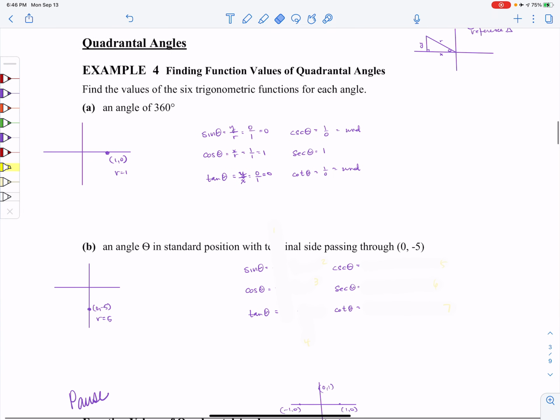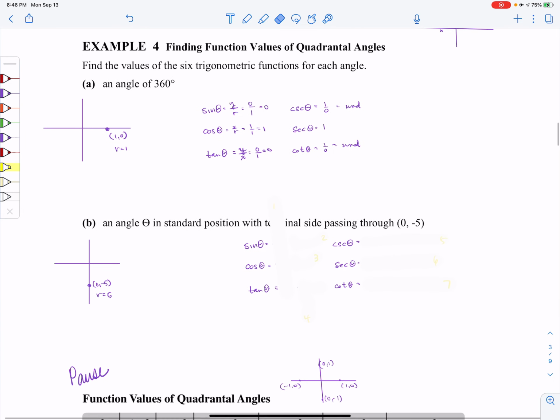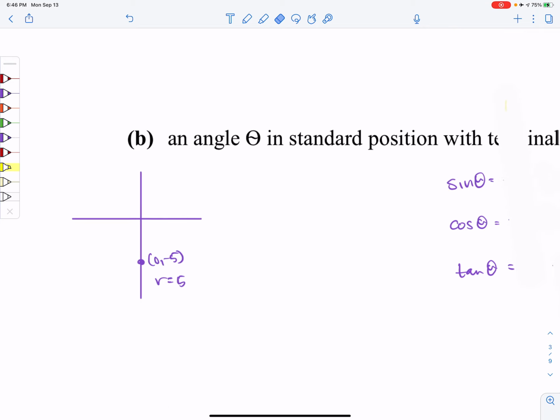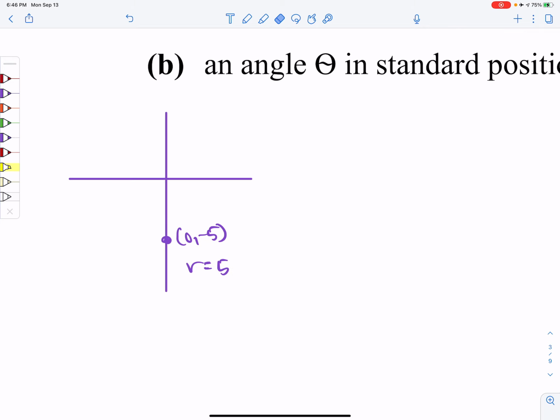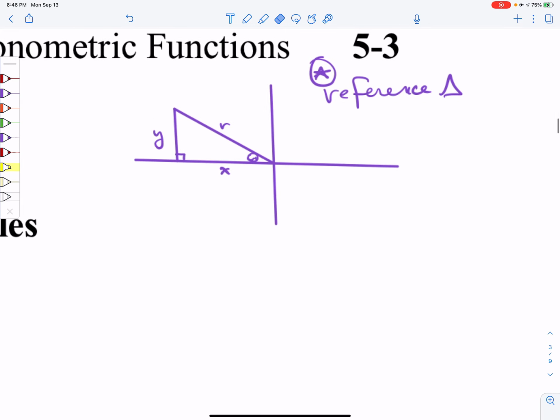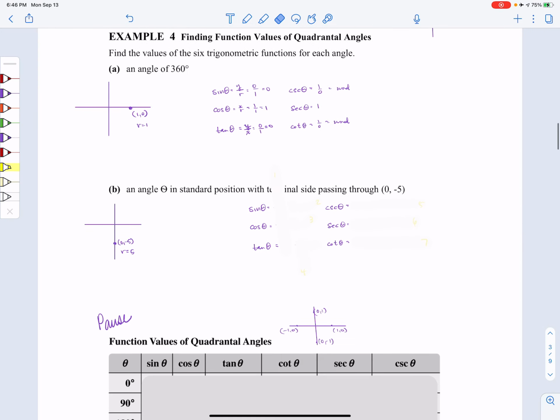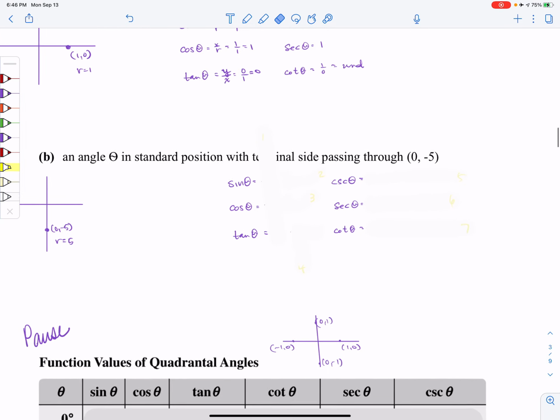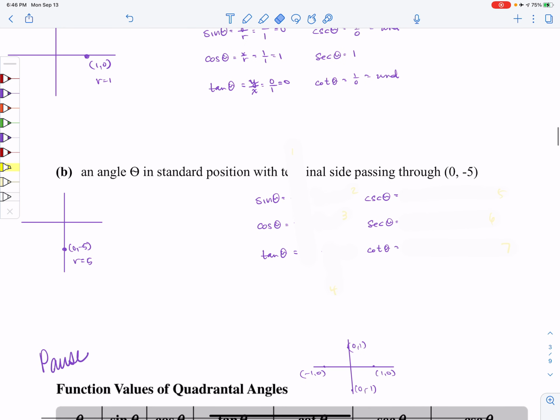All right, on part B, this one says that the angle has the terminal side passing through 0, -5. So once again, I cannot draw a triangle. So when I cannot draw a triangle, I'm going to go back and use my reference triangle. Okay, so that's the deal with that. All right, so my reference triangle tells me that my three originals, once again, this is the exact same thing as I did on the last question. Y over R, X over R, Y over X.